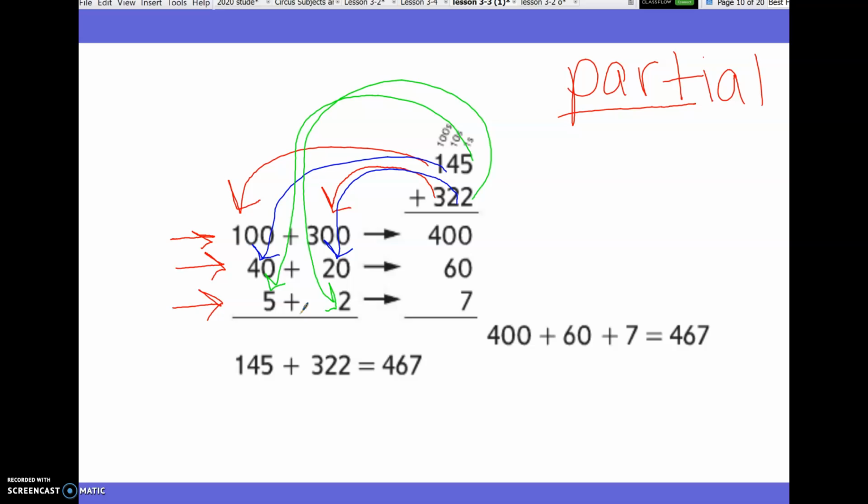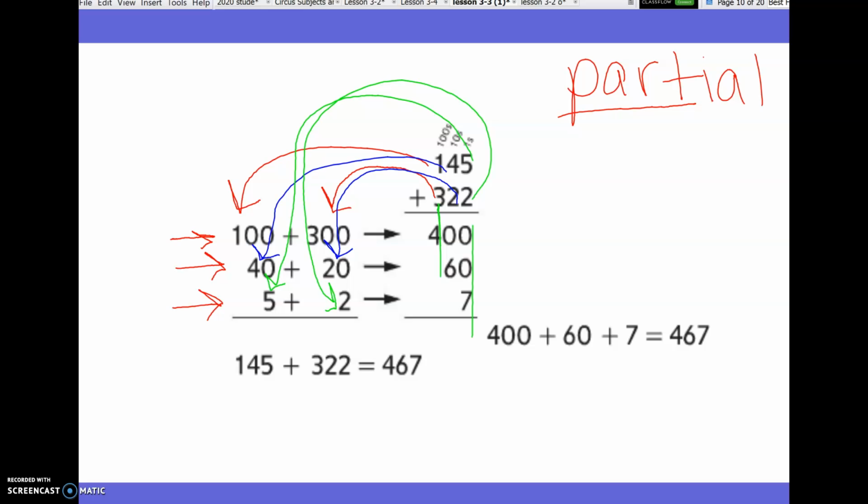One thing I want you to notice is how everything is lined up right underneath each other, and it's all nice and neat and tidy. And when I say lined up underneath each other, I mean all the ones are in the ones column, all the tens are in the tens column, all the hundreds are in the hundreds column.